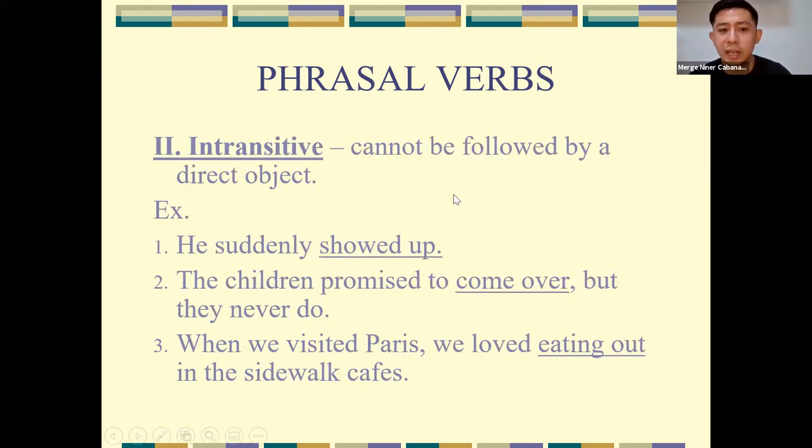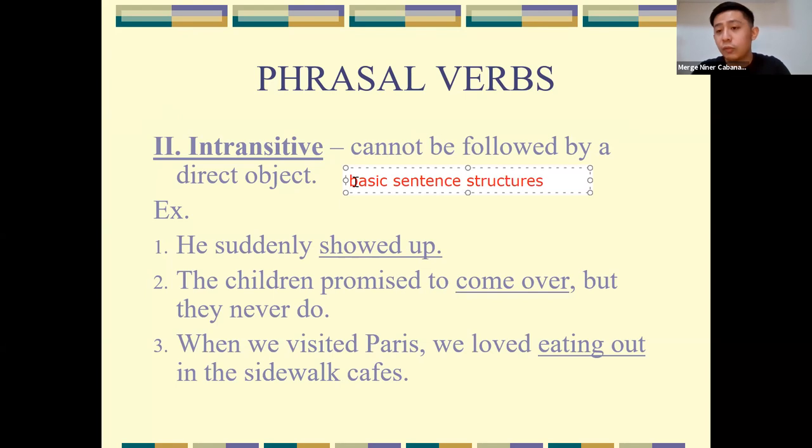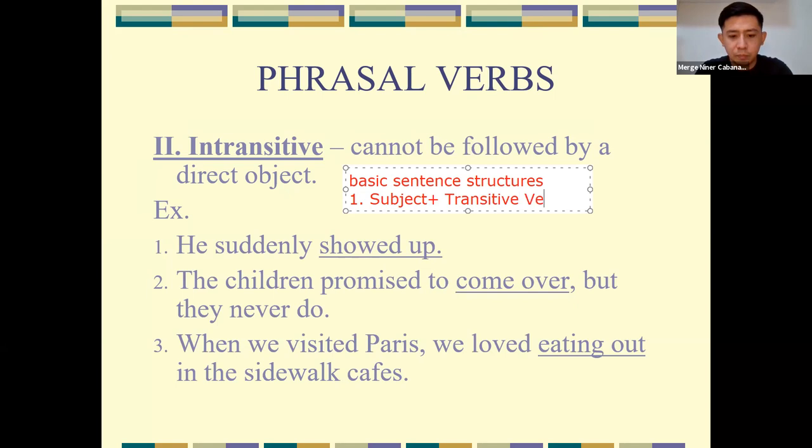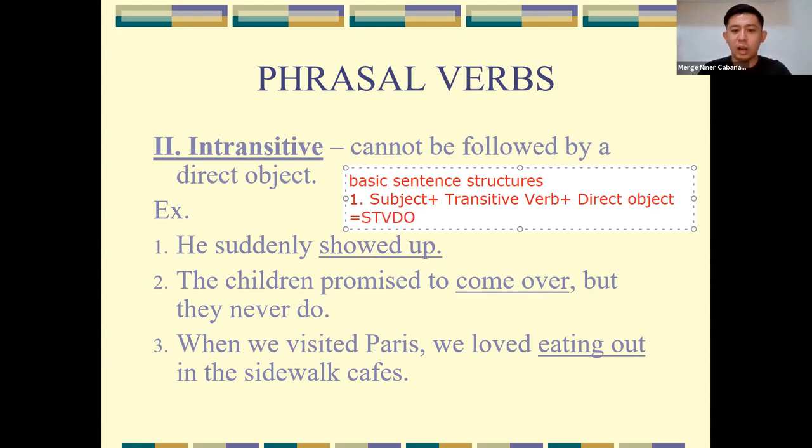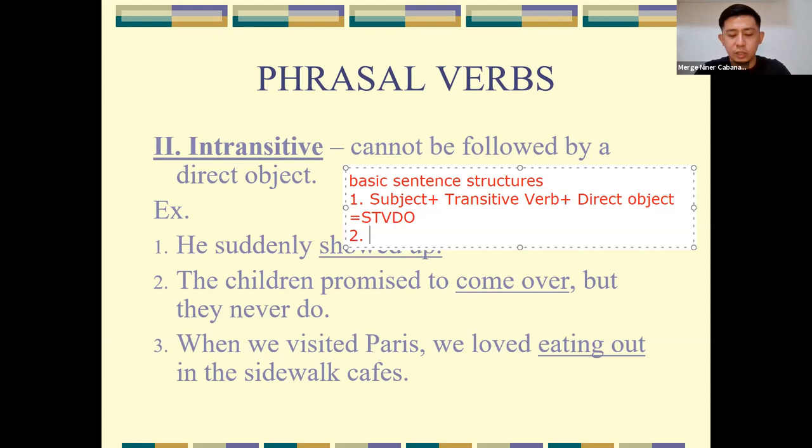Okay. What about intransitive verb? Again, when you want to create basic sentence structures, we follow two formulas. Number one is the subject combined with transitive verb plus the direct object. So subject plus transitive verb plus direct object, call it the STVDO formula. All right. Now for the second sentence structure, you have the subject, you have the intransitive verb.